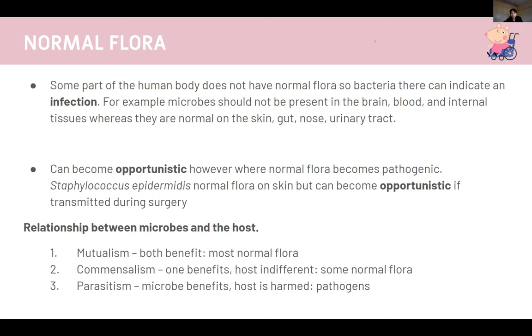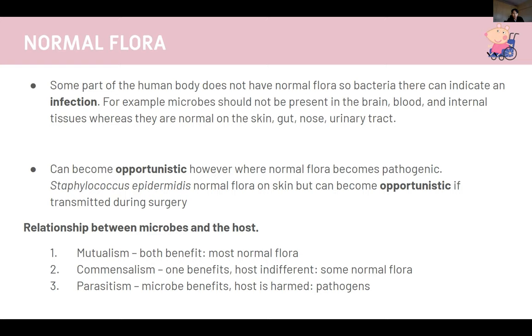Yeah, so some parts of the human body don't have normal flora. So when we find bacteria in those areas, what it can indicate is an infection. So for example, areas that should be sterile include our brain, our blood, and also internal tissues. But other areas such as the skin, gut, nose, and urinary tract, it's perfectly normal to find microbes there. So normal flora, they're not always non-harmful. Sometimes they can become opportunistic. This is basically when normal flora becomes pathogenic. So staph epidermis is a great example. Normally it's a normal flora on the skin, but it can become opportunistic if during surgery it gets from the skin into the internal tissues and organs.